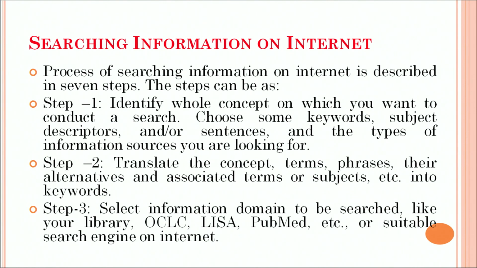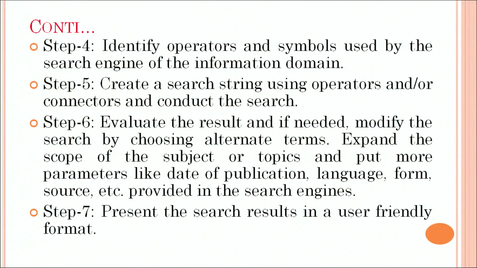Then the second step is translate the concept terms, phrases, their alternatives, associated terms or the subjects into the keywords. Third is select information domain to be searched like your library, OCLC, LISA, PubMed or any suitable search engine on the internet. Then identify operators and symbols used by the search engine of the information domain. Then the fifth step is create a search string using operators and or connectors and conduct the search.